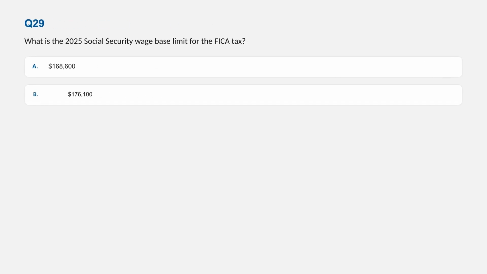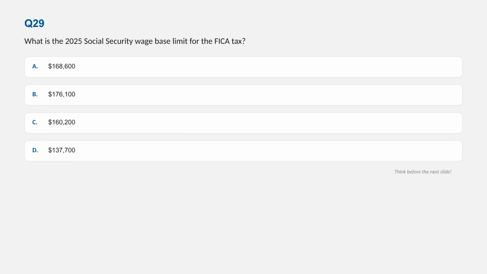Alright, let's move to question 29. What is the 2025 Social Security wage base limit for the FICA tax? A. $168,600. B. $176,100. C. $160,200. D. $137,700.